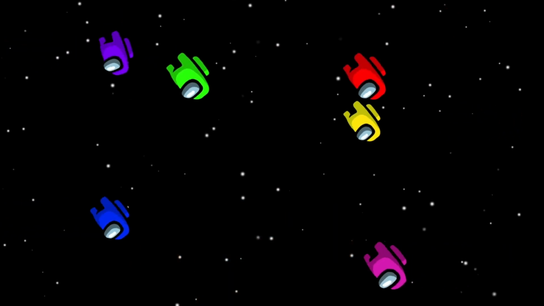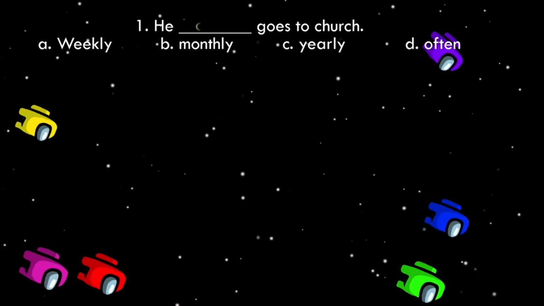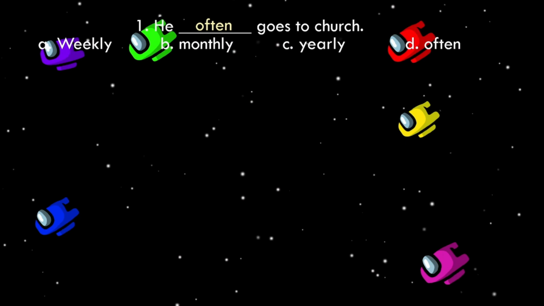For our next exercise, guess what? It is a multiple choice. You will choose the correct letter that contains the right adverb for each sentence. Number 1. He blank goes to church. A. Weekly, B. Monthly, C. Yearly, D. Often. What do you think is the correct letter? Very good. It is B. Often. He often goes to church.